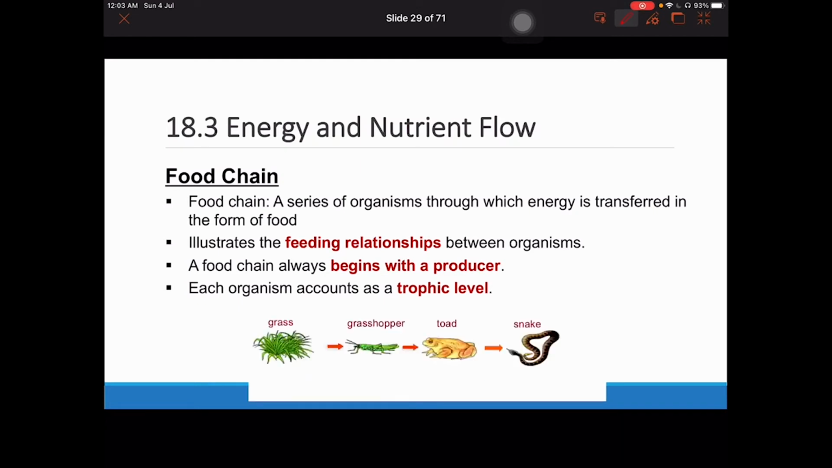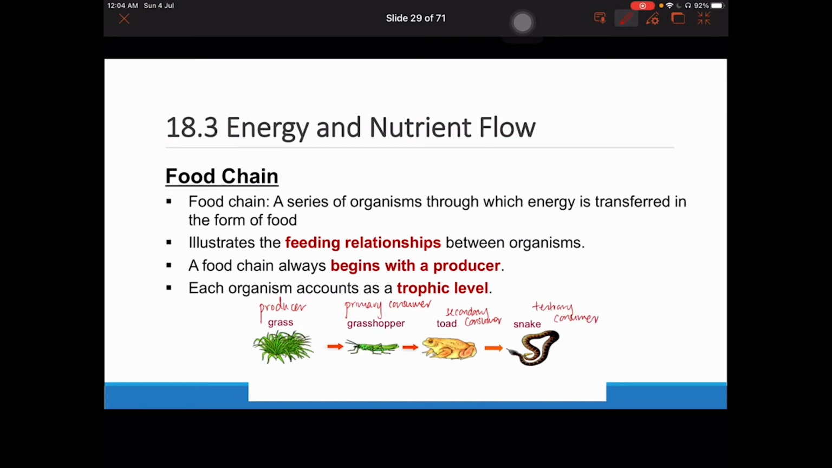So this is an example of a food chain. You start off with the grass, which is the plant, which is the producer. Then there's a grasshopper, followed by the toad, as well as the snake. If you recall what I said earlier, the grass in this case is the producer. The grasshopper is a consumer, and it's the first one that feeds on the grass, so it's what I call a primary consumer. The toad will be a secondary consumer, and the snake is a tertiary consumer.